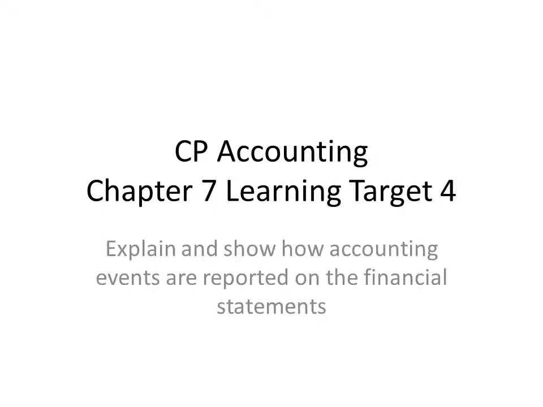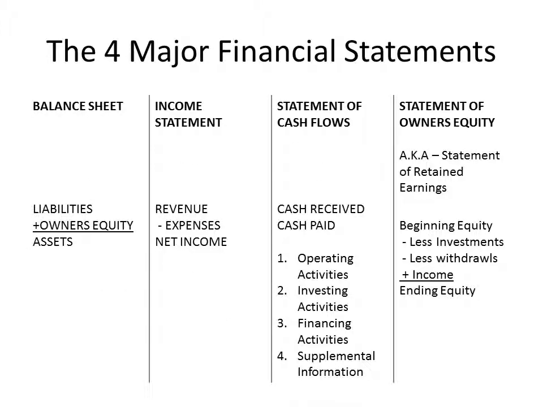Chapter 7, Learning Target 4 for the CP accounting class. Explain and show how accounting events are reported on the financial statements. So before we get going, we want to talk a little bit about the four major financial statements. There are four of them: the balance sheet, the income statement, the statement of cash flows, and the statement of owner's equity.